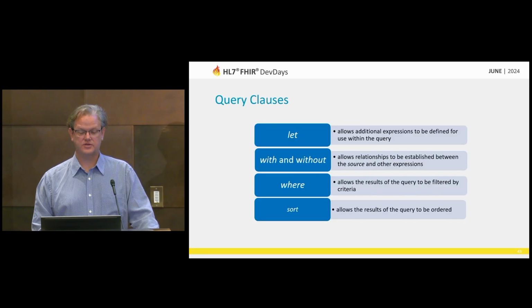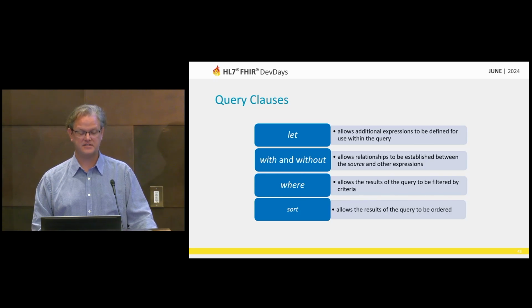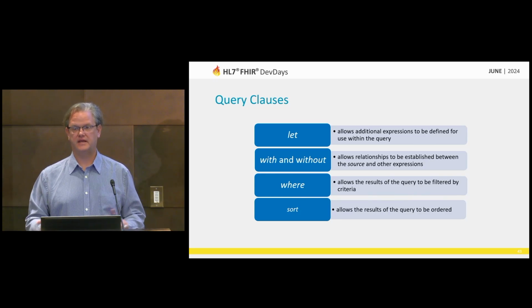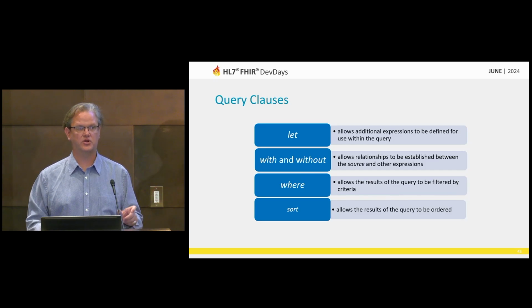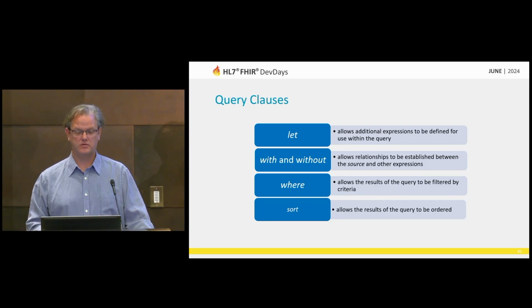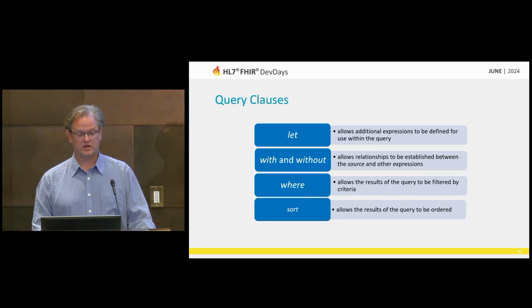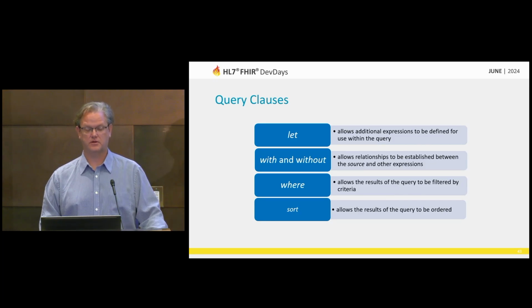Query clauses, so there are several. We can introduce local variables within the query clause using a let. We can relate that source to other sources. So I can say, give me observations that occurred during an encounter using with and without. There's the where clause that we just talked about. And then I can also sort. So I can give that data back in any particular order.